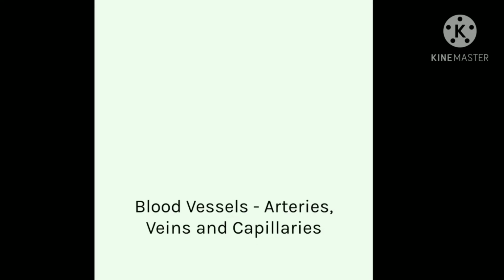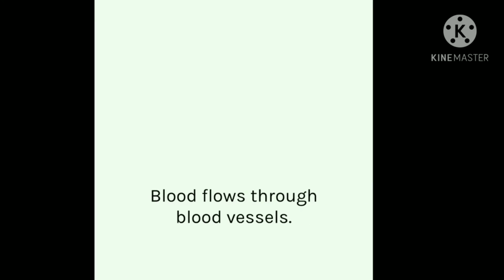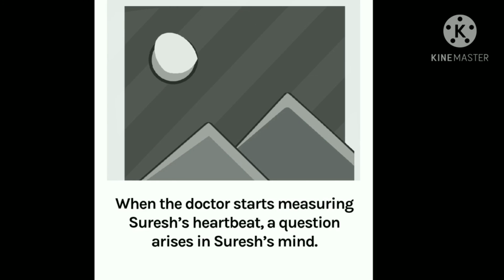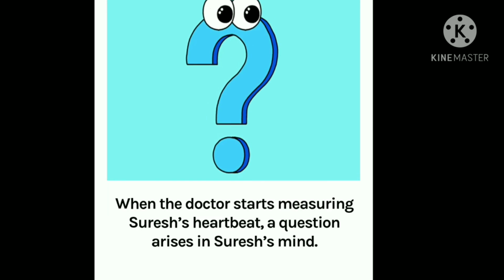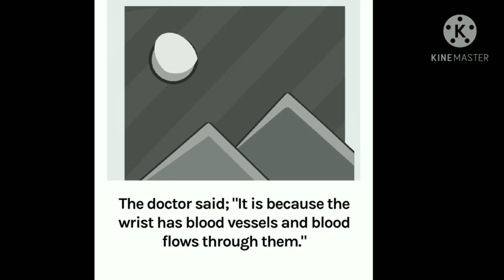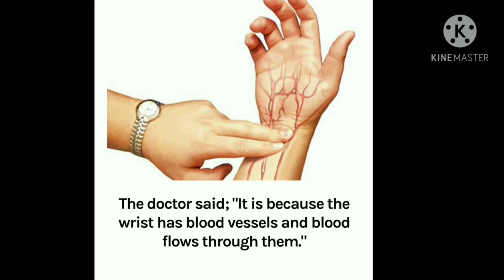See the blood vessels: arteries, veins and capillaries. The blood flows through blood vessels. Suresh is very excited about his first visit to the doctor for a full body checkup. When the doctor starts measuring Suresh's heartbeats, a question arises in Suresh's mind. Suresh wondered why the doctor was holding his wrist while measuring his heartbeats. The doctor says it is because the blood vessels and blood flow through them.